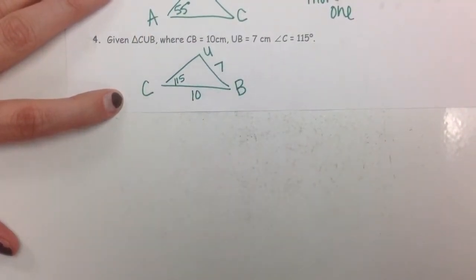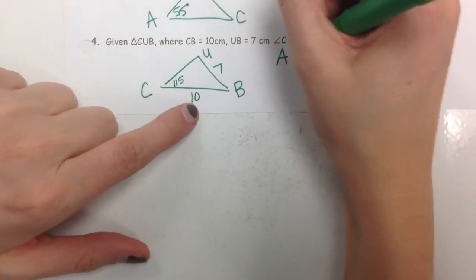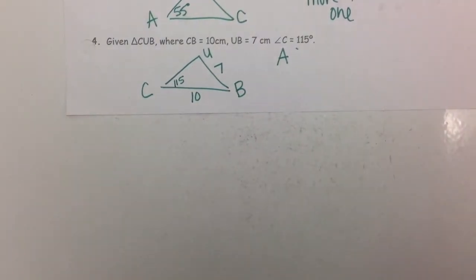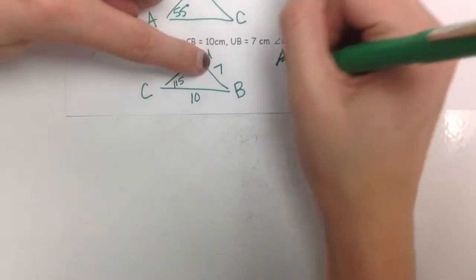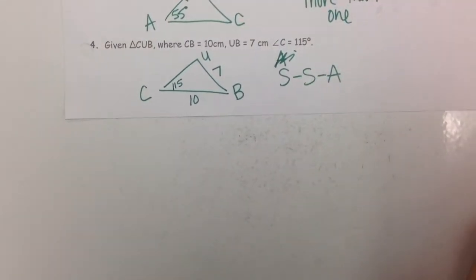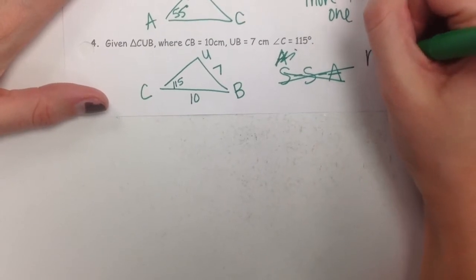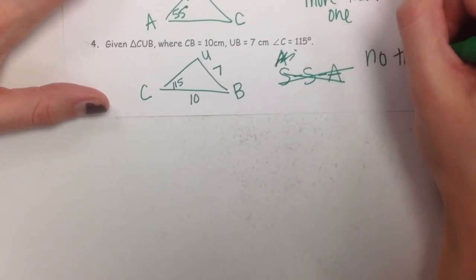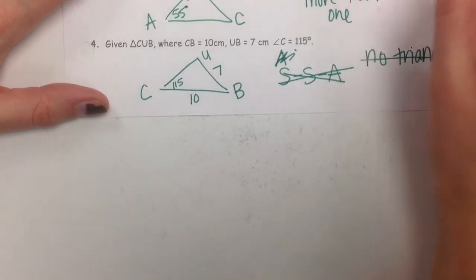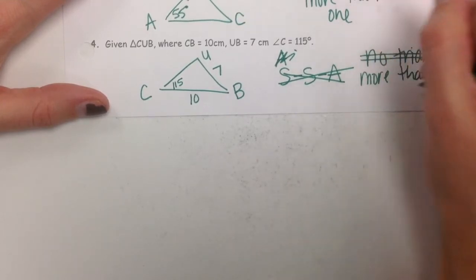So now I got to think about the order that's given to me. I have an angle, then I have a side, and another side, which I'm not going to write on there, right? Let's write it the reverse way. We have a side, then an angle, which was not a triangle theorem. So, no triangle. Or actually more than one, probably. Or you could say not enough information.